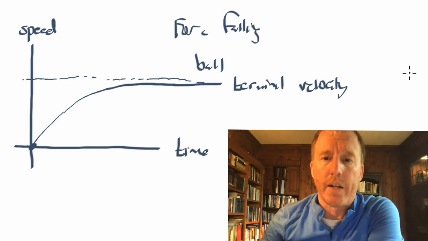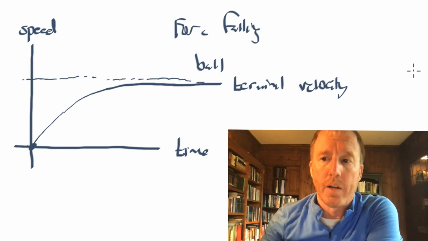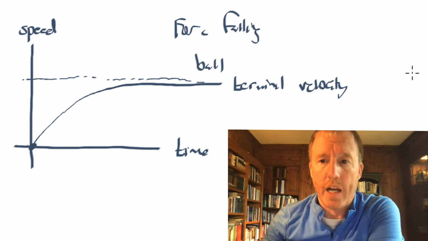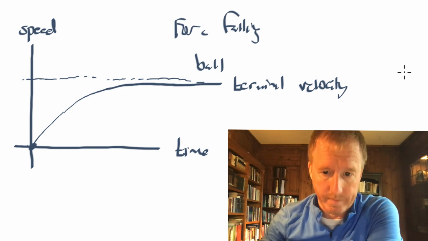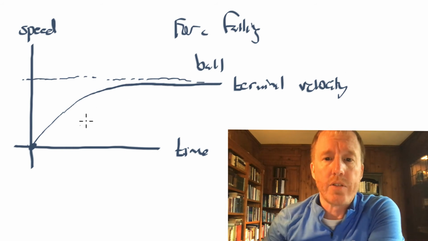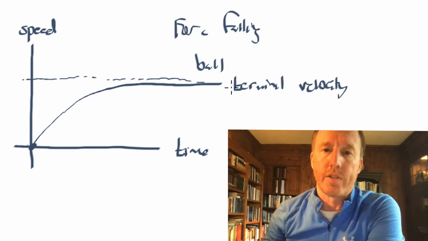Of course, it's going to depend on the shape of the ball. If this isn't a ball, it's a very sharp missile or something like that, then it's going to have a very high terminal velocity. A parachute has a very low terminal velocity. But in any case, you've got this initial acceleration, and then the acceleration is reduced, and eventually the acceleration goes to zero as it achieves a constant speed.